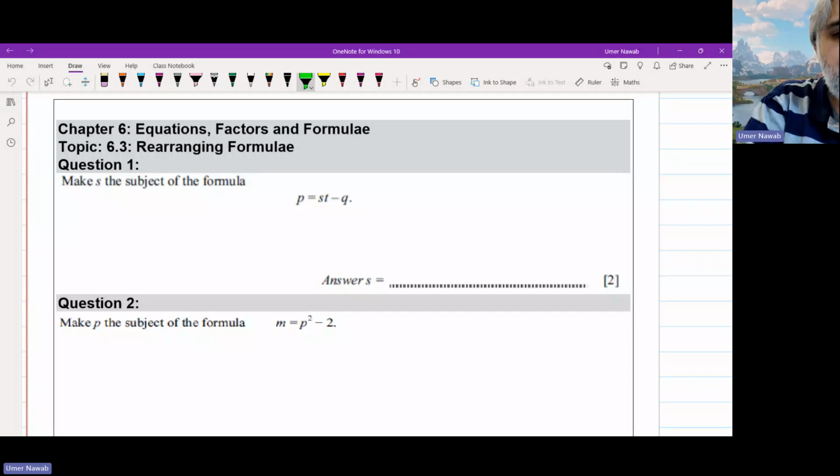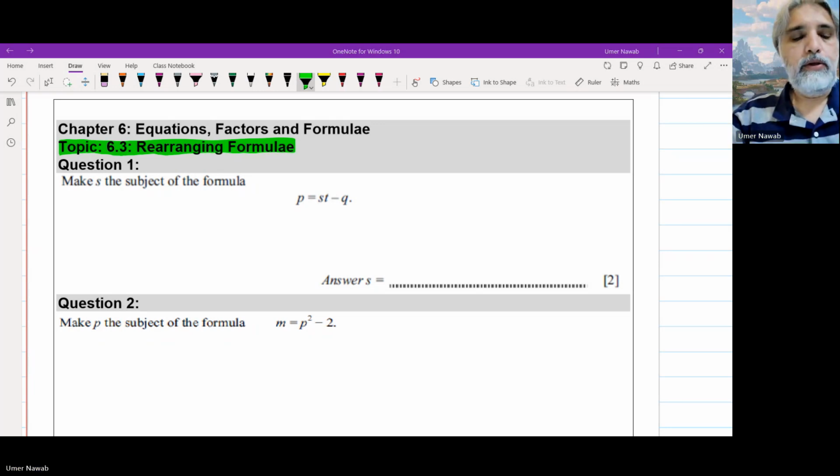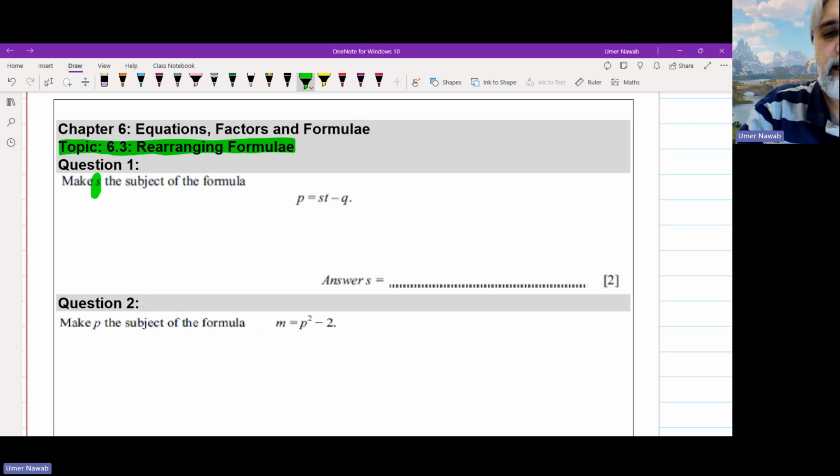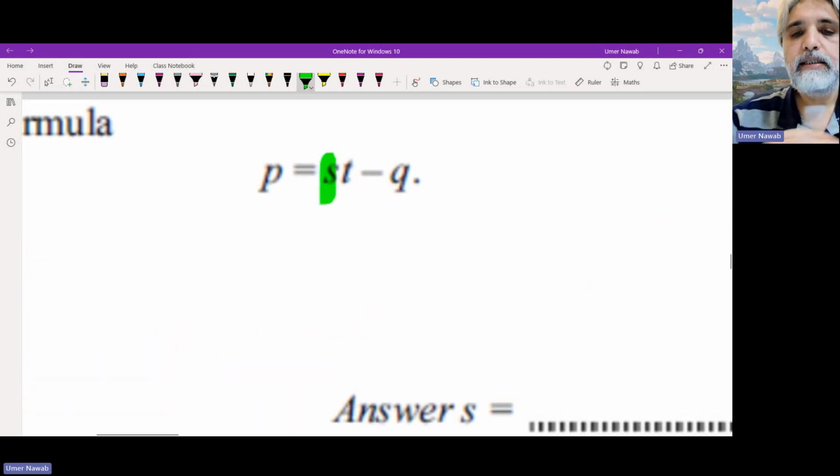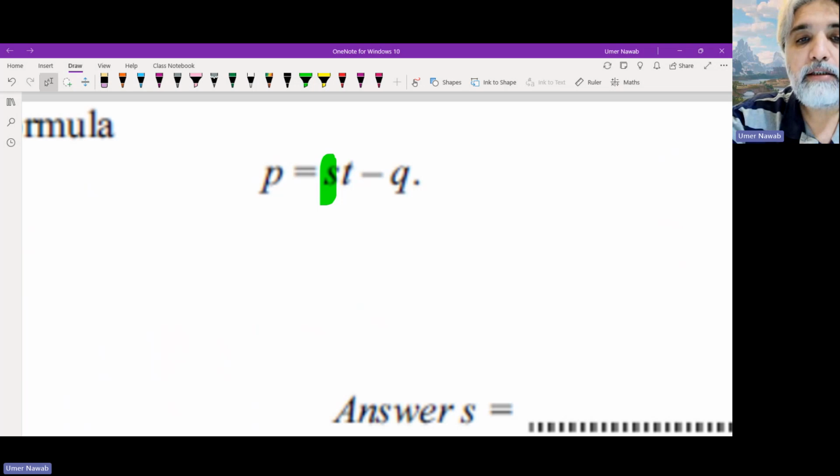And formulae. Two topics have been already discussed with you. Now I am discussing with you the topic number 3 from this chapter number 6, that is rearranging formulae. So in this, you can see we want to make S as a subject. So in this equation, we need to make S as a subject. It means we need to transfer all the other variables which are attached somehow with the subject term.